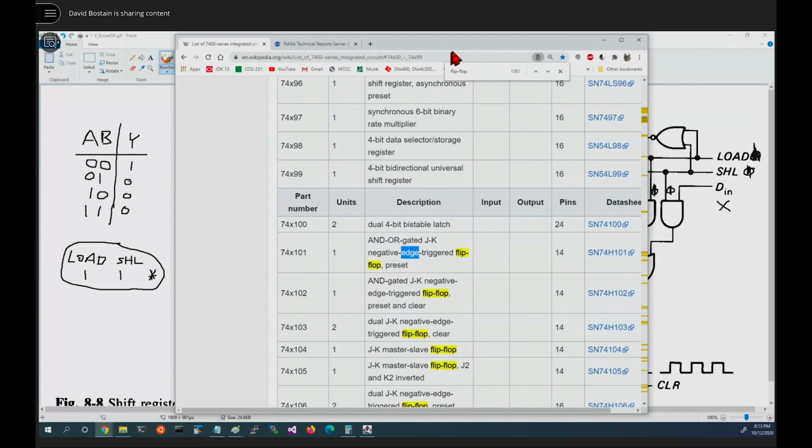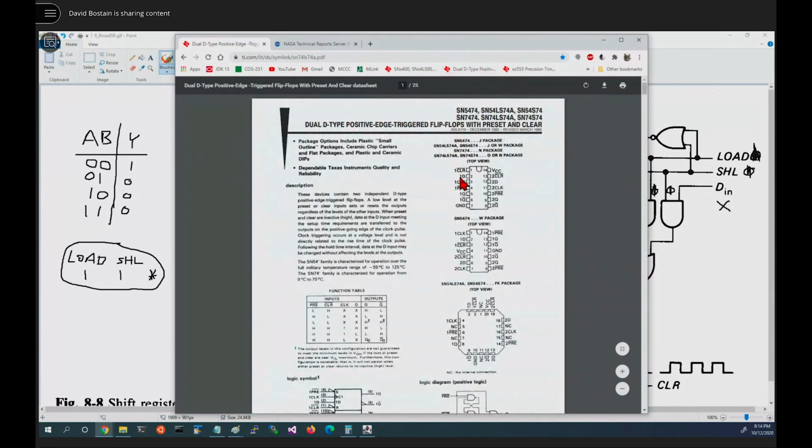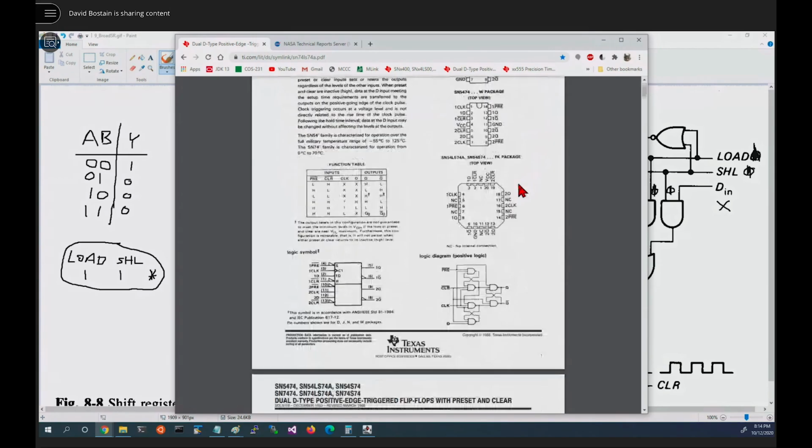Let me find that again. What is this one? And let me look at my sheet for a second here. Yeah, it's on page 4.